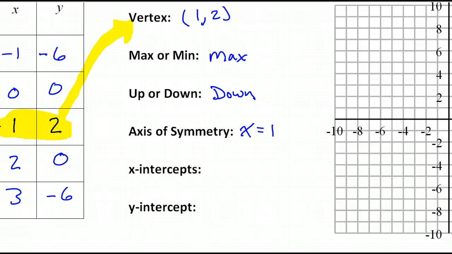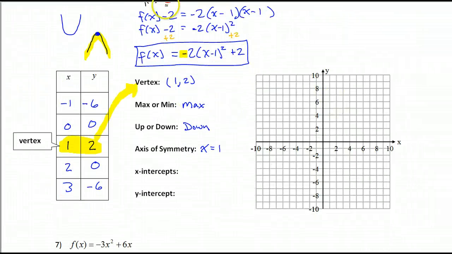I guess I should give up on the zoom here. Better graph in red so it really shows up well. So here we go, -1, -6. Okay, so -1, -6, and 0, 0, and 1, 2, that's the vertex. Okay, and 2, 0, and 3, -6. All right, so you can see the parabola forming here. All right, doing like this type of a deal.